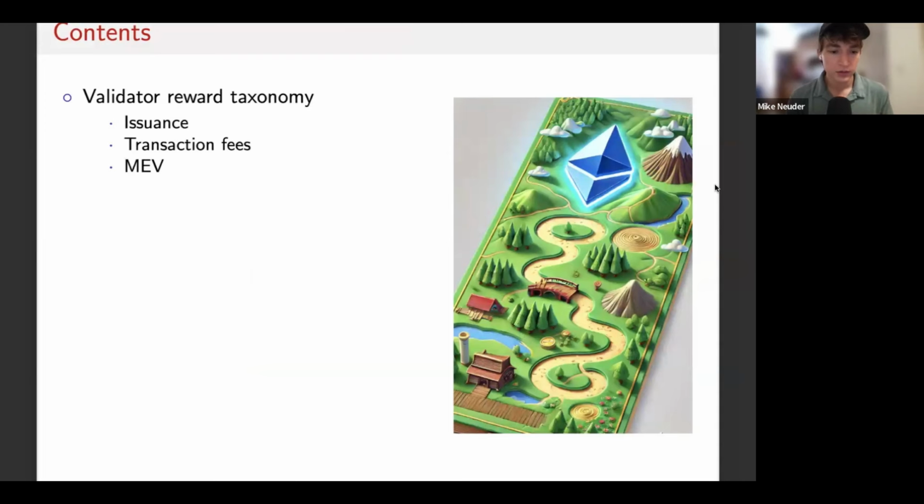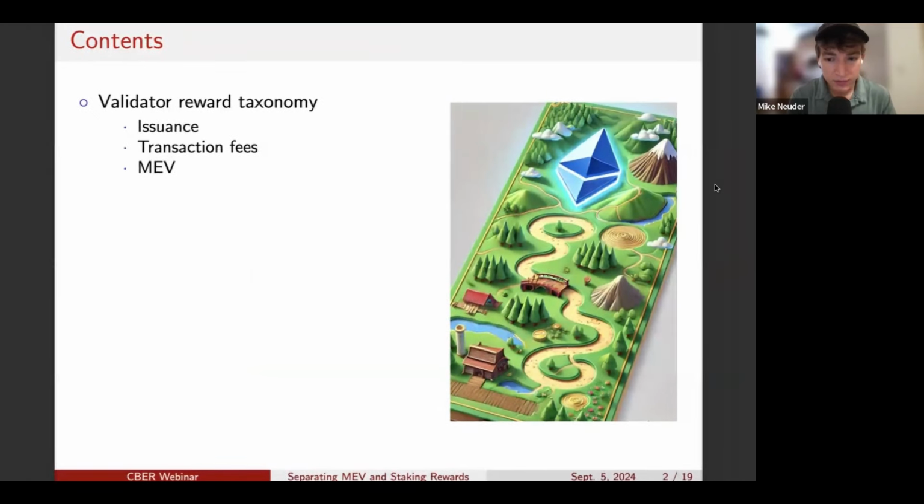Cool, good to go. Wait, one sec. Zoom is slightly off there. Okay, hopefully the screen is visible.